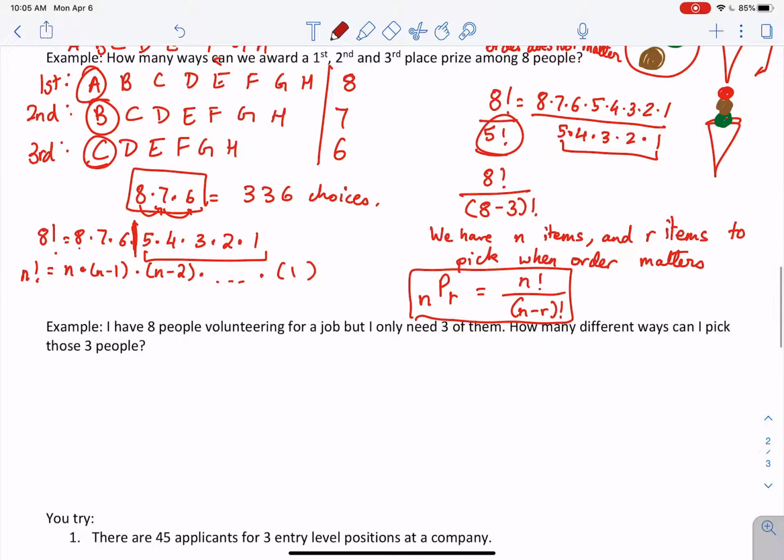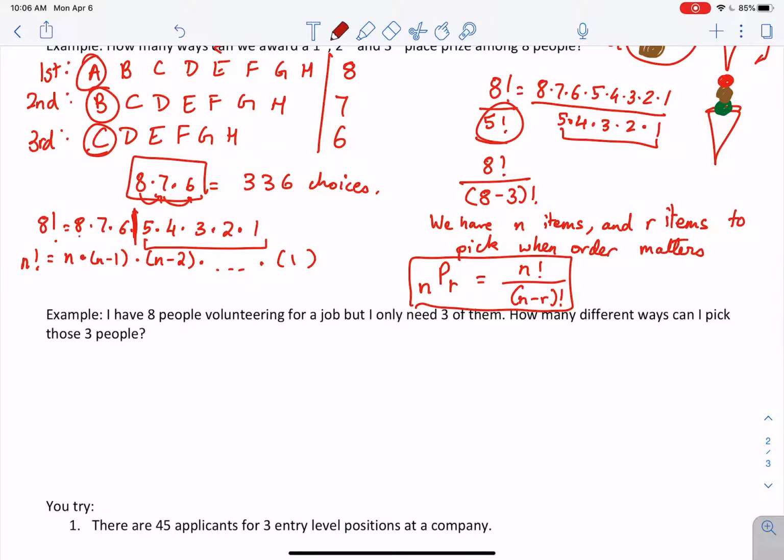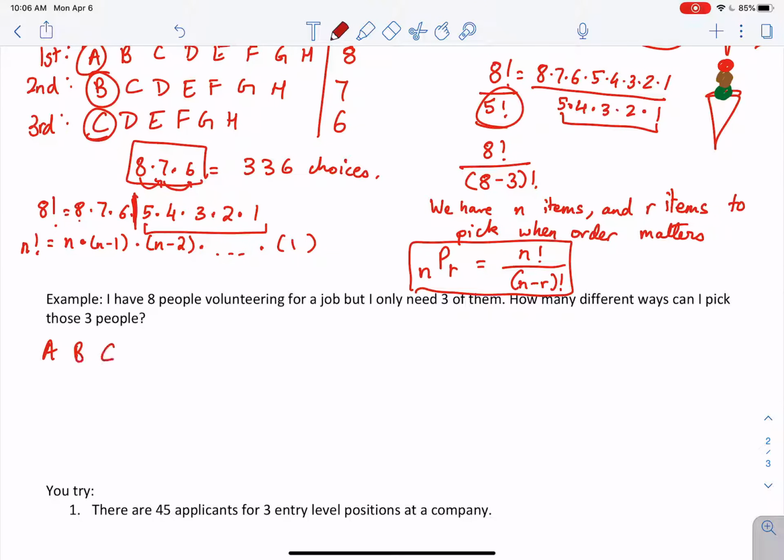So now let's say order doesn't matter. So I have 8 people who want to do a job, but I only have 3 slots for that job. It's all the same job, so it doesn't matter who gets which pick. It's just 3 people from this 8 that I need. So when I pick these people, this is more interesting because I'm going to get some redundancy. If I give the job to, let's say, person A, B, and C, that's the same as if I gave the job to B, A, and then C, or B, C, and then A, right?